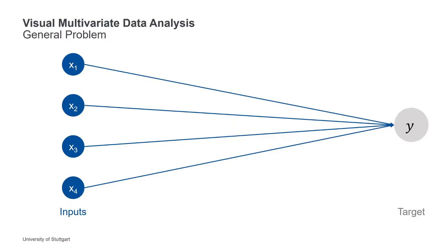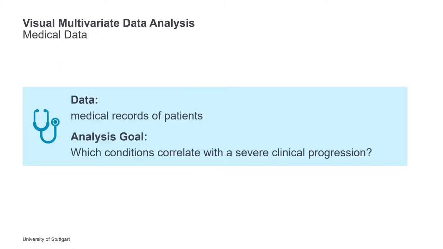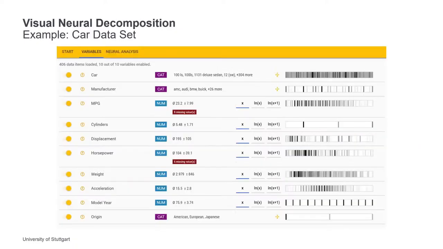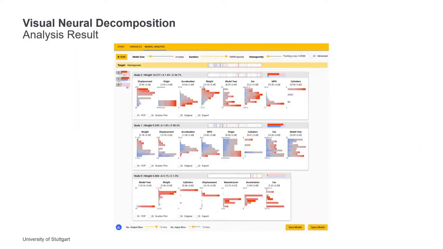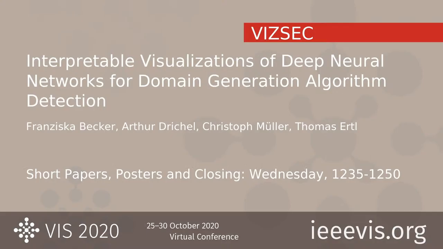In visual multivariate analysis, we often want to find out how the variables in the set relate to a particular target variable. Imagine we have medical data from patients that suffer from a specific disease. Then we might like to understand which conditions predict a more severe progression of the disease. This is a challenging task because the explanation could involve a specific combination of several factors. We propose a novel method based on neural networks to visually explain relationships in multivariate datasets that can also recognize more complex, nonlinear correlations.